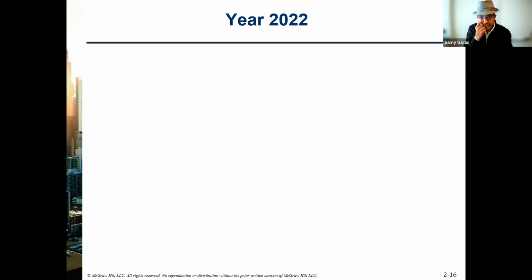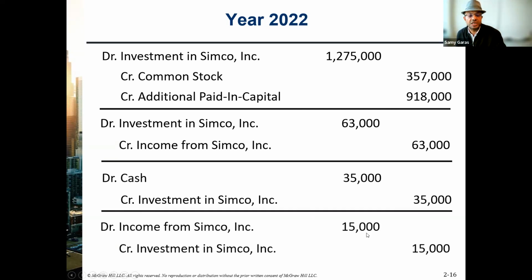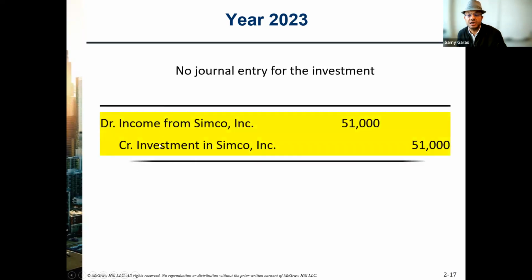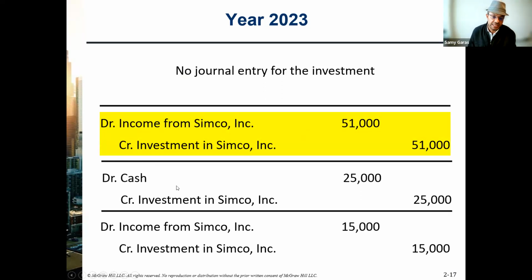So here are the answers for year 22. We debit investment by the total amount, credit common stock by 357, additional paid in capital by 980. And then we make the recognition for the net income and the dividends. And then we amortize 15,000, and I showed you how to get this 15,000 earlier. In the next year, we don't do the journal for the investment, but here in the next year, we make a loss. So we debit income, credit investment by the loss. The dividends will be the same, debit cash, credit investment, and the amortization will be the same as we did in the prior year.